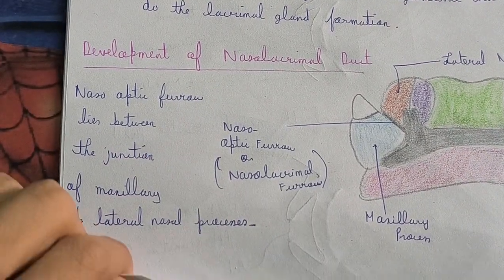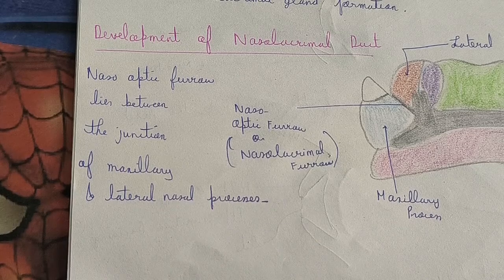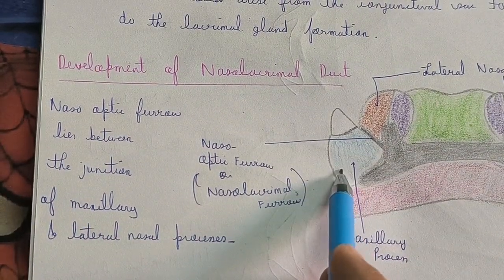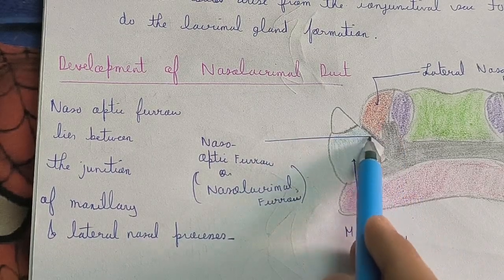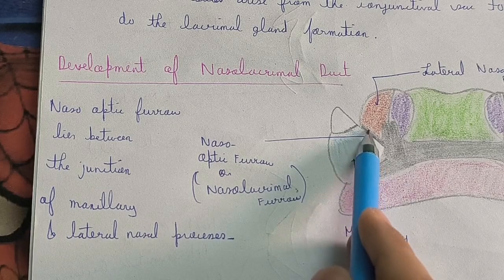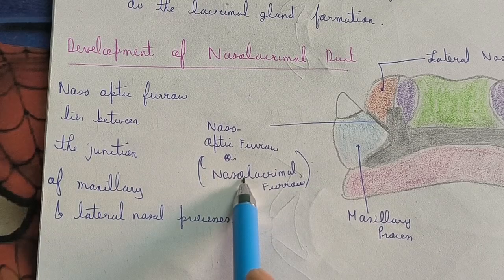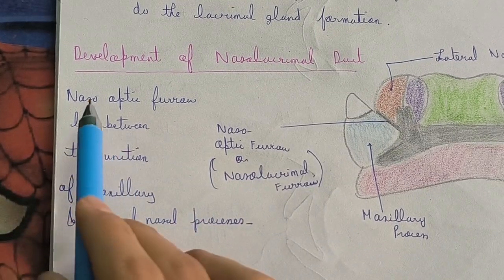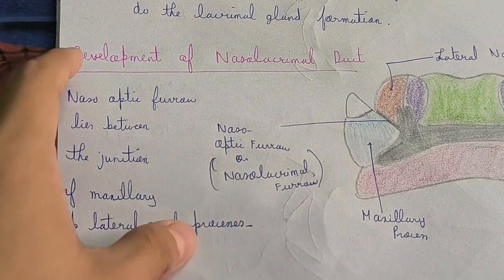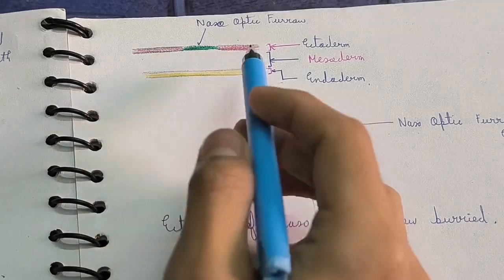Now the development of the nasolacrimal duct. But before discussing nasolacrimal duct formation, you should know that this is the maxillary process and this is the lateral nasal process. You can notice that between these two processes a furrow is there, and that furrow is known as the naso-optic furrow or nasolacrimal furrow. I have written that the naso-optic furrow lies at the junction of the maxillary and lateral nasal processes. The naso-optic furrow is also ectodermal in origin.